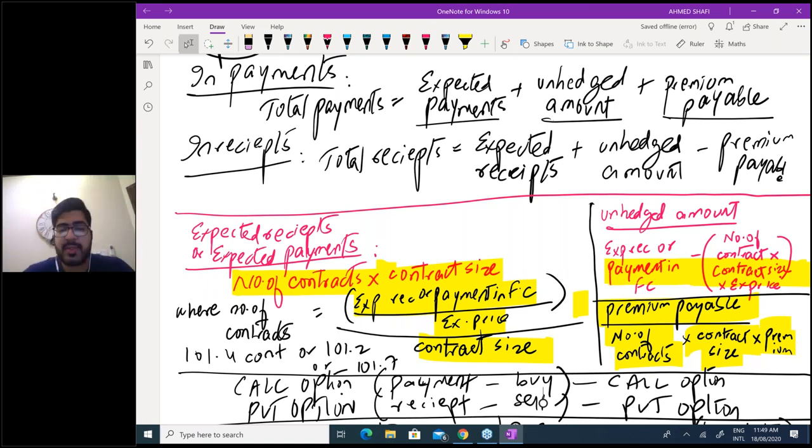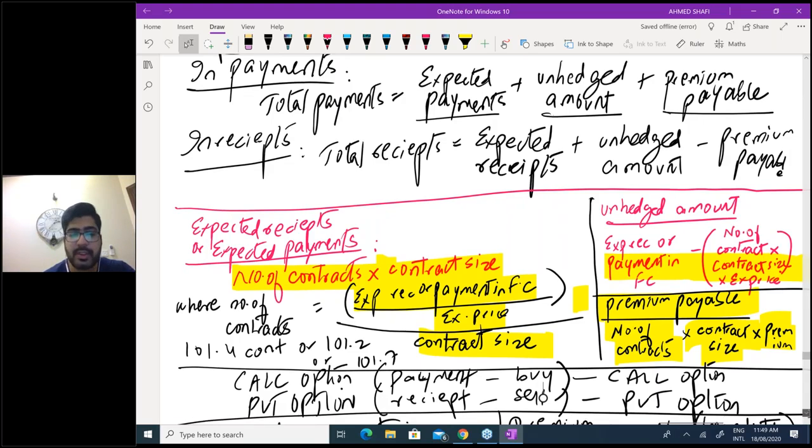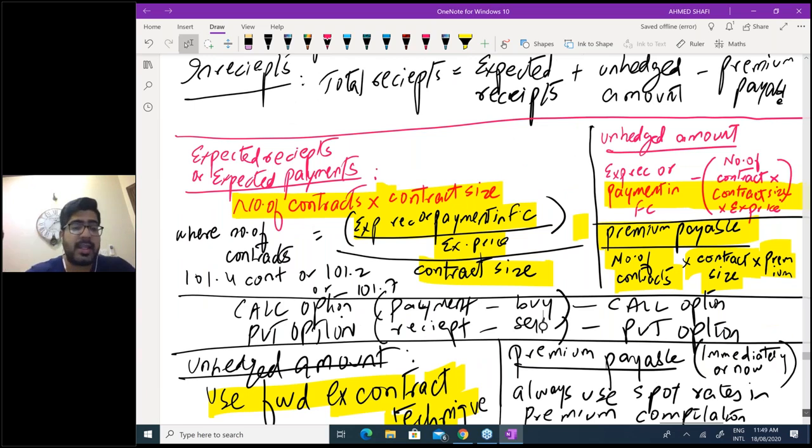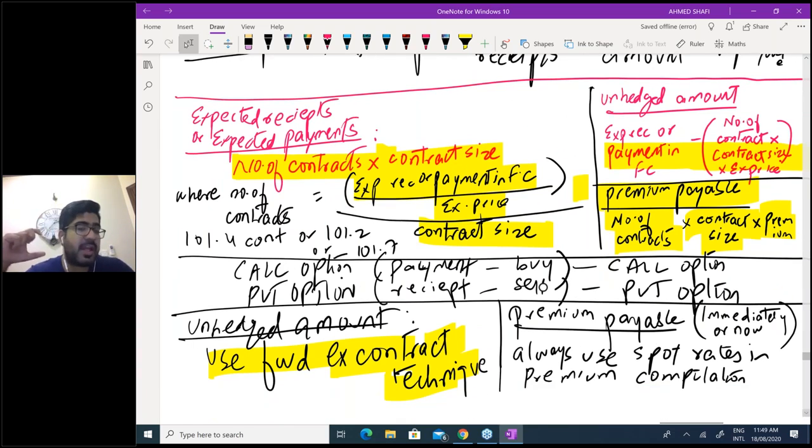The formula of unhedged is expected receipts or payments in foreign currency minus number of contracts into contract size into exercise price. Which option to take? In payment, you have to buy, so take a call option. In receipts, you have to sell, so take a put option. The unhedged amount is not handled by futures or options because they're standardized, so only use a forward exchange contract.